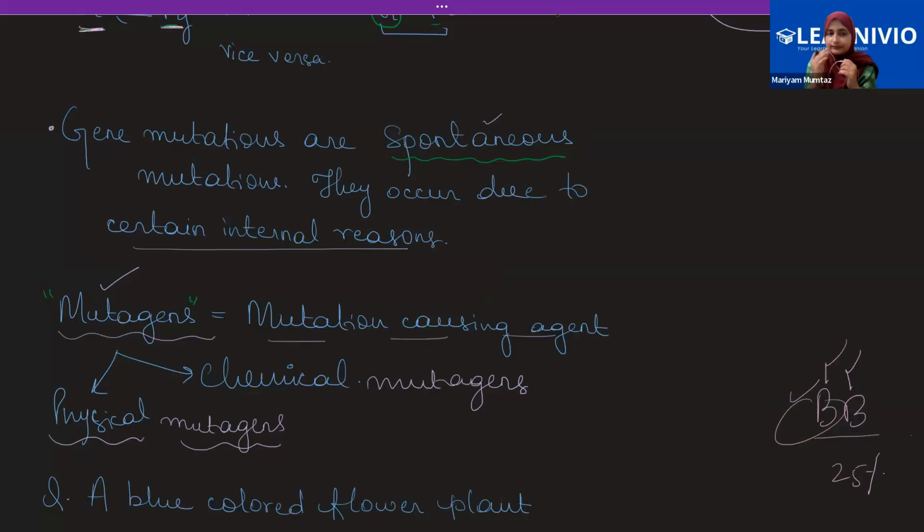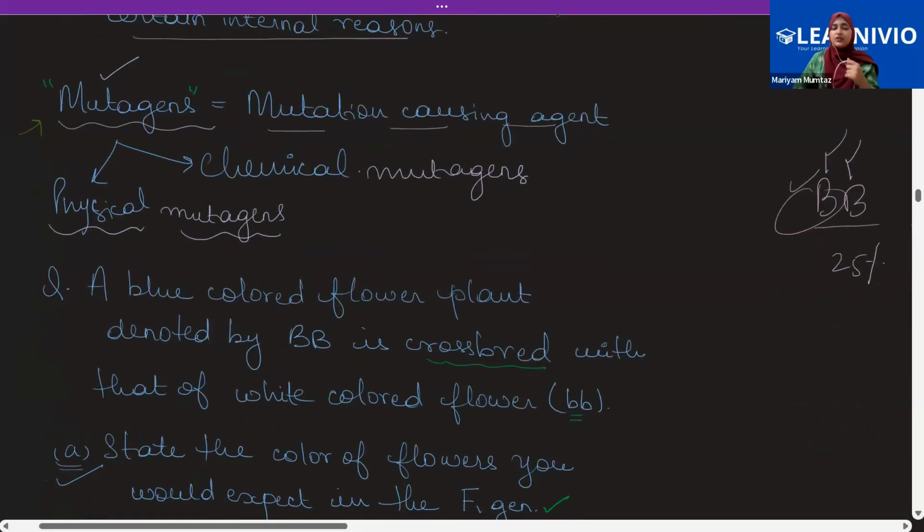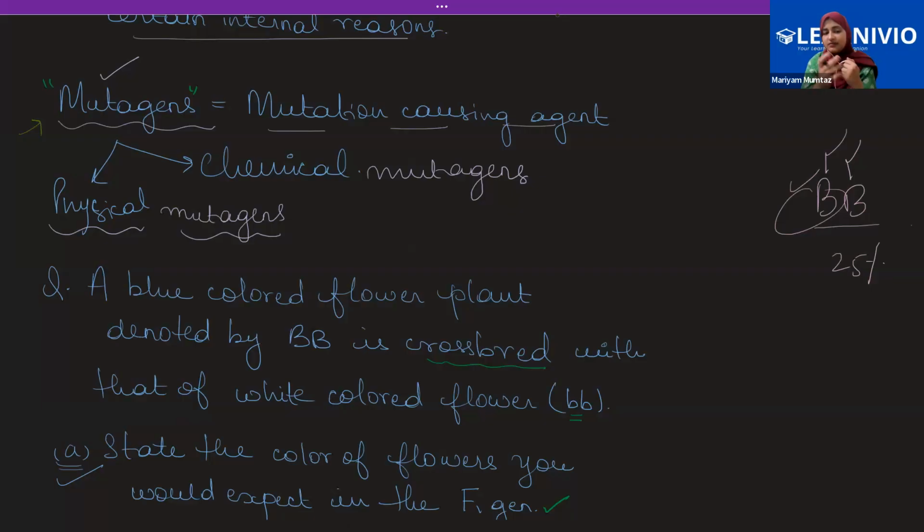Now, despite it happening naturally because of internal structure or things, mutation can also be caused. We can induce mutation also. How? With the help of mutagens. Mutagens are the mutation causing agents, the agents that cause mutation. These mutagens can be of two types, physical mutagens and chemical mutagens. Clear?